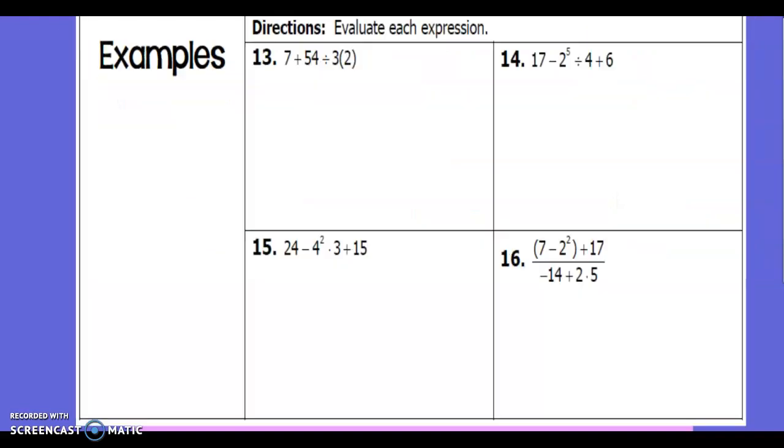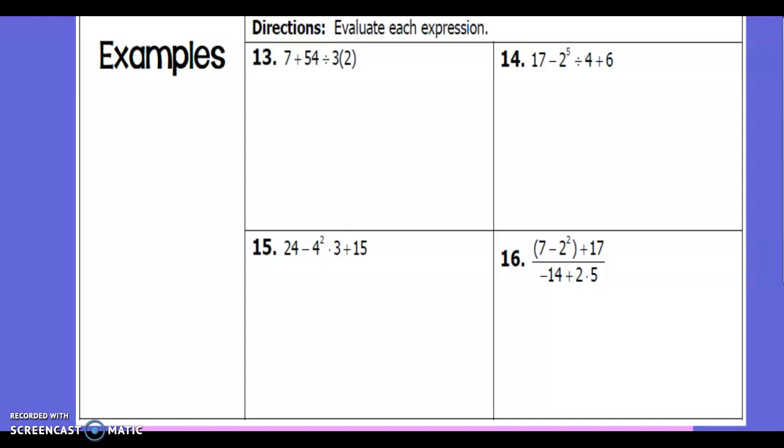So let's look at some examples. All right, my first example here says 7 plus 54 divided by 3 times 2. So I go through my PEMDAS checklist. P is parentheses. Do I have anything in parentheses to simplify? Now, I have this 2 in parentheses, but there's nothing inside there to simplify. So I don't have anything to do with my P in PEMDAS. E is exponents. I don't see any exponents.